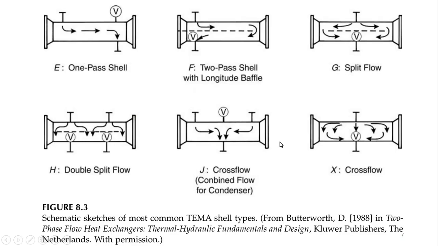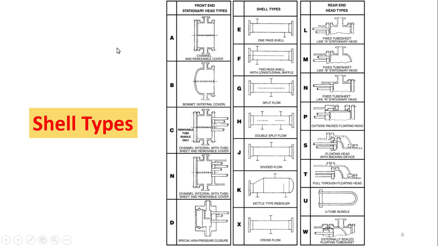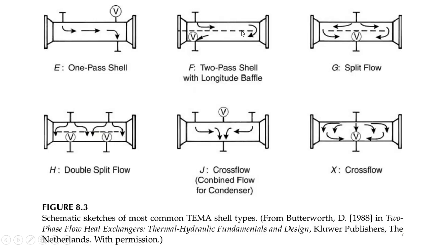The next is depending upon the flow direction, which is the one pass shell, and it is represented by E, as you can see in the previous slide. One pass shell means that the fluid which enters into the shell will complete only one pass, right? So it is represented by E. Here you can see that the fluid entering into the shell will complete only one pass from this end to this end. The fluid enters from this point and leaves at this point. This is known as the one pass shell.